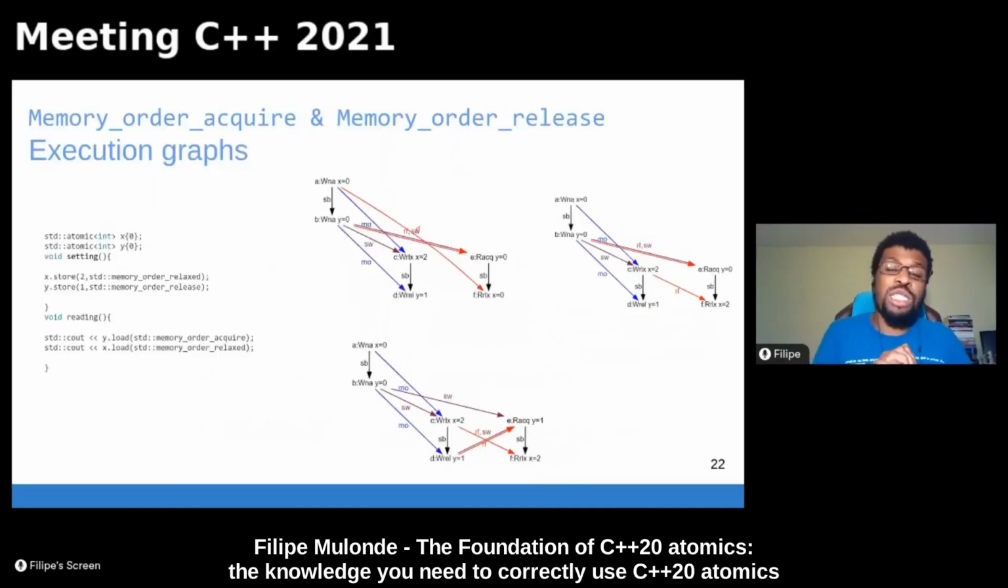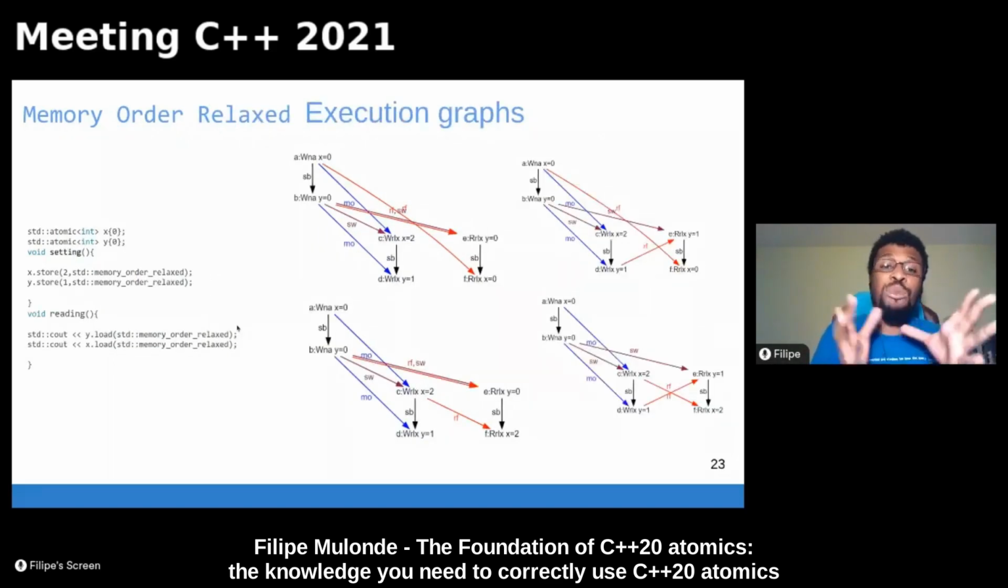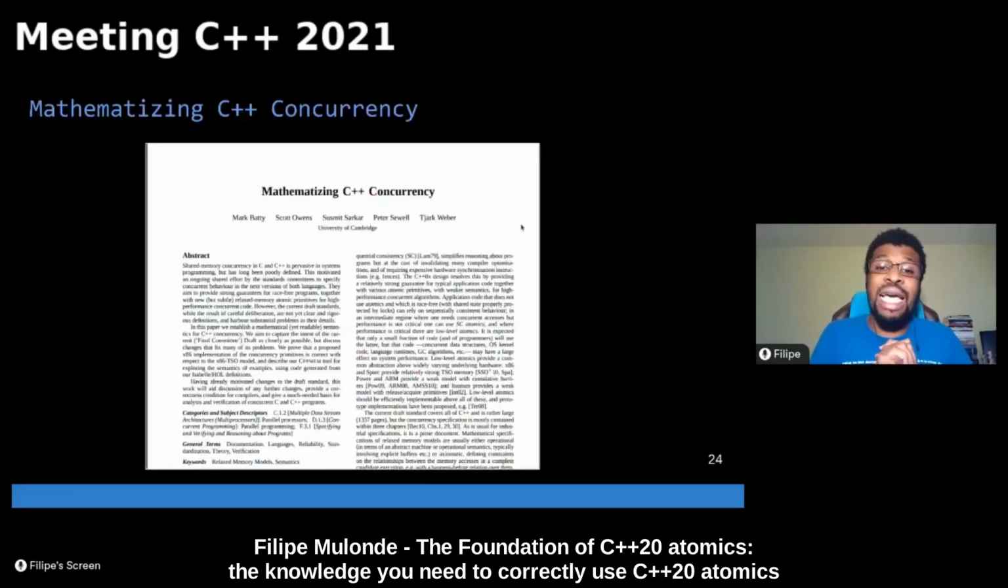So the C++ programming language also provides support for memory ordering, acquire, and release, as we can see here. Again, I will not go through this. And the C++ programming language also offers an even more relaxed memory model, that is the relaxed memory model. And if you want to understand these execution graphs, Mathematizing the C++ Concurrency is the paper to read.